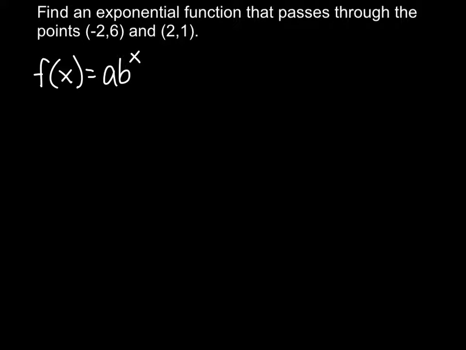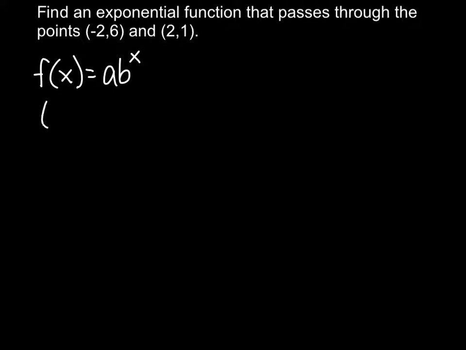Our goal is to find an exponential function that passes through the points (-2, 6) and (2, 1). The problem here is they do not give us an initial known value. So what we're going to have to do is use substitution and our algebraic skills to find an a and a b. So let's take a look.